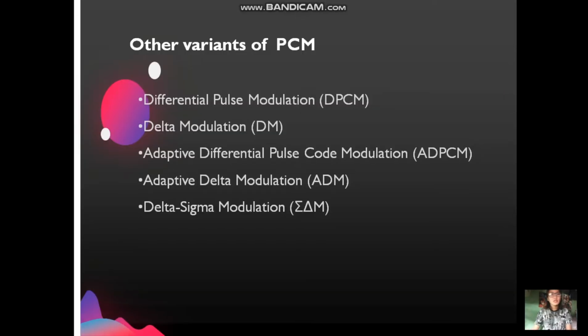Now, as previously learned, we have other variants of PCM, and they are five. One is differential pulse code modulation, next is delta modulation, adaptive differential pulse code modulation, adaptive delta modulation, and delta-sigma modulation. But our main focus in this discussion will be adaptive delta modulation.